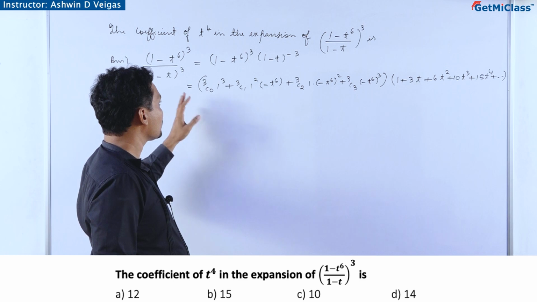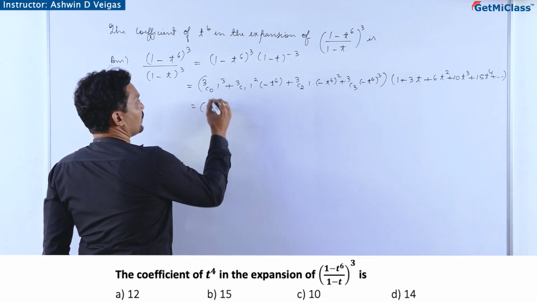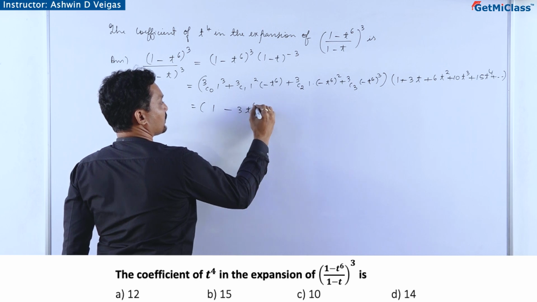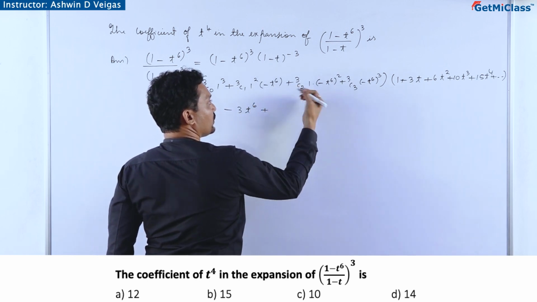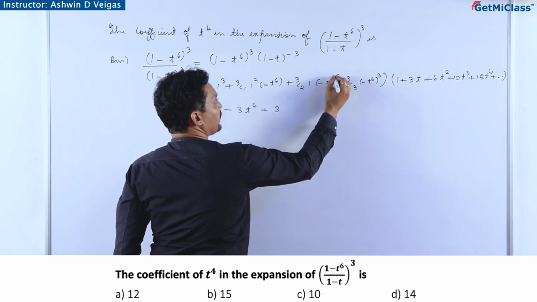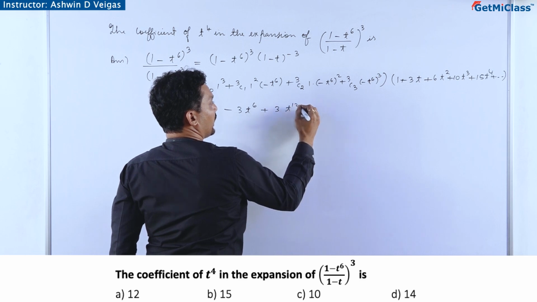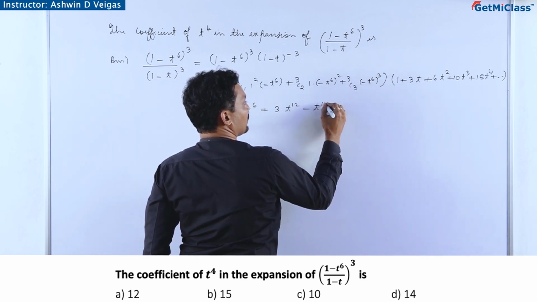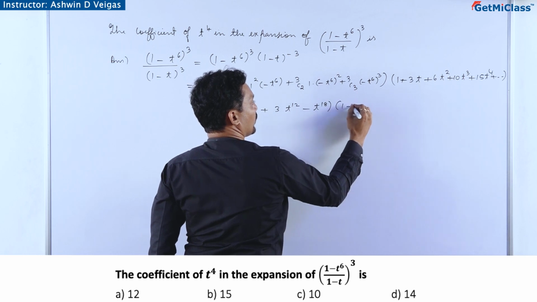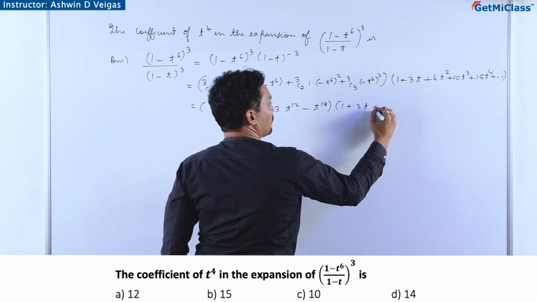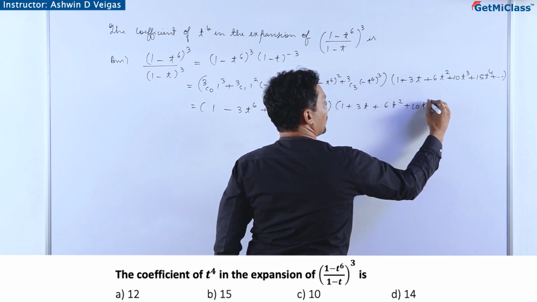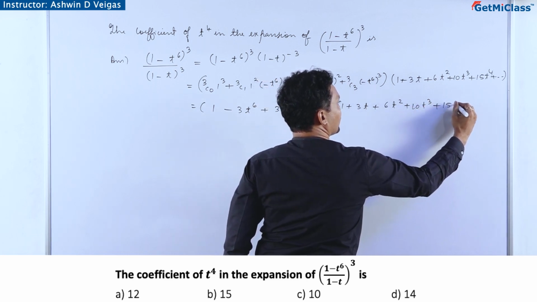Now what happens is, this is just 1, this is minus 3 t power 6, this is 3c2 is again 3, this is 3 t power 12, and this is minus t power 18 into 1 plus 3t plus 6t square plus 10t cube plus 15t power 4 etc.